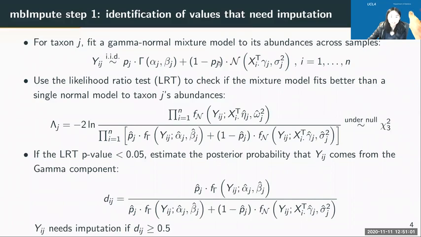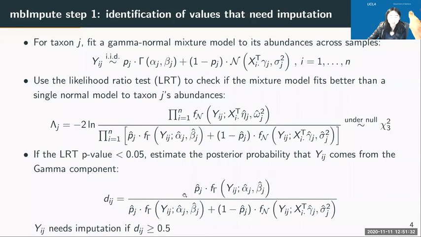Then using this mixture model, we can calculate a posterior probability for taxon J in sample I, specific to this Yij value, about how likely it is coming from the gamma component given its value. This is the posterior estimate. We basically plug in the parameters we estimated from fitting the gamma normal mixture model, so Pj becomes Pj hat, alpha j becomes alpha j hat, and so on.